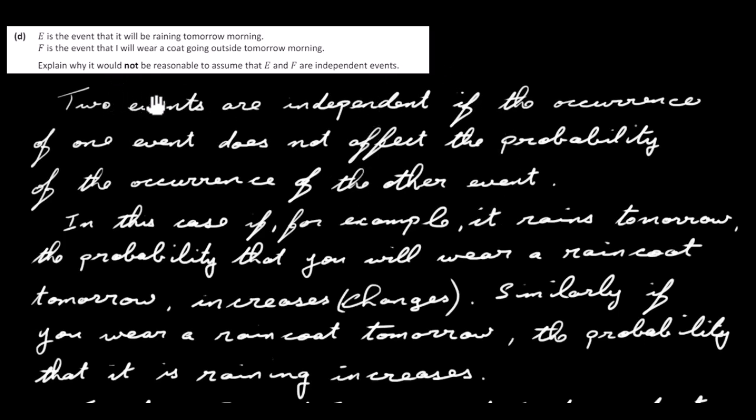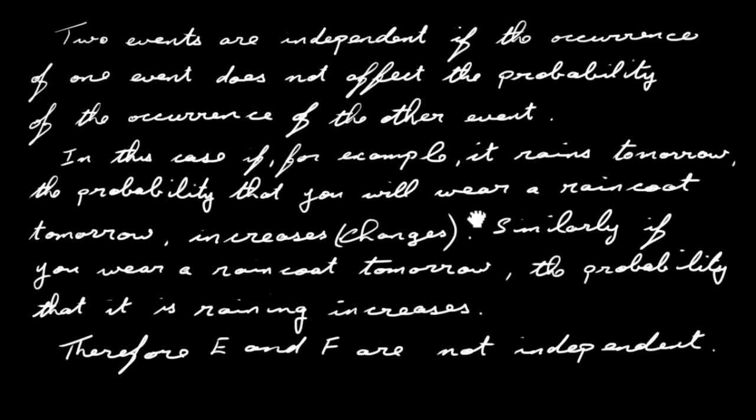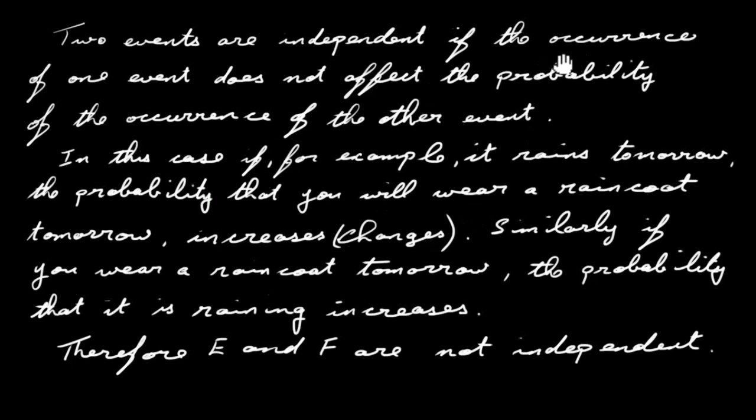E is the event that it will be raining tomorrow morning. F is the event that I will wear a coat going outside tomorrow morning. Explain why it would not be reasonable to assume that E and F are independent events. What I'm saying here is that two events are independent if the occurrence of one event does not affect the probability of the occurrence of the other event.